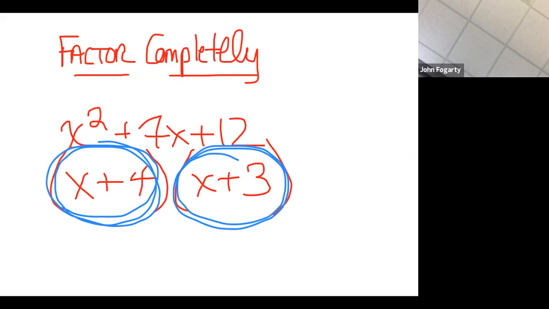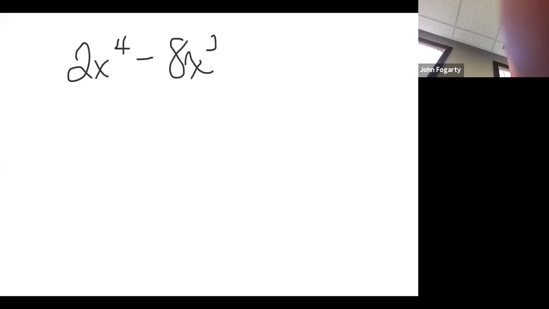Sometimes when we factor, though, we get a factor that can also be factored. So anytime you see directions that say, for each of the following, factor completely, that should be a hint to you that after you factor it, you're going to factor one of the factors. So let me show you what I mean. Nice, easy one. Ready? 2x to the 4th minus 8x squared, right?